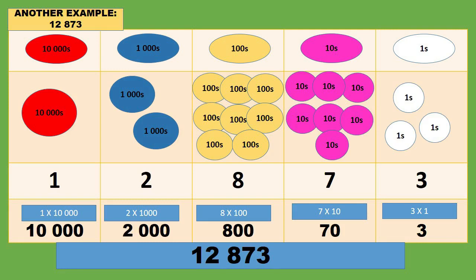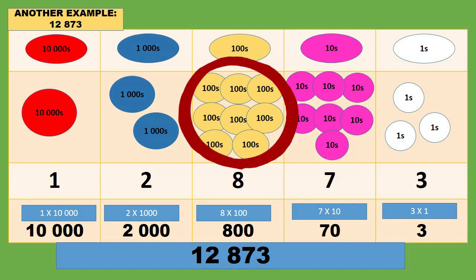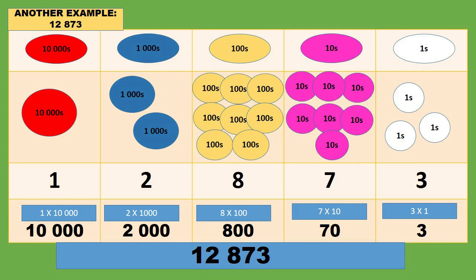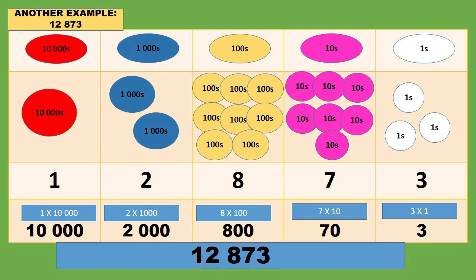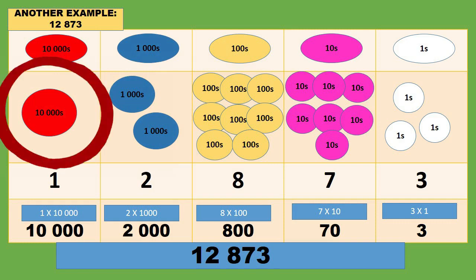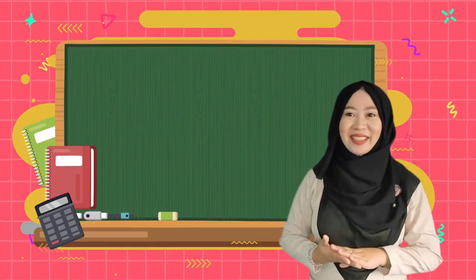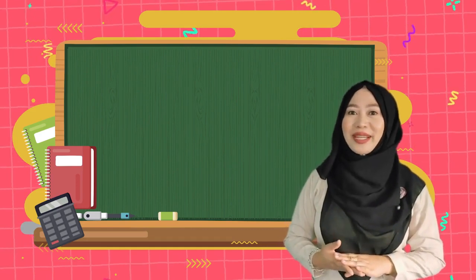As you can see, the digit 3 should be at 1's place. So we have 3 discs. The digit 7 should be at 10's place. And then we have 7 discs. The digit 8 should be at 100's place. So we have 8 discs. The digit 2 should be at thousands place. So we have again 2 discs. The digit 1 should be at 10,000's place. So we have 1 disc. Good job, my dear learners. Thank you for participating in our activities.